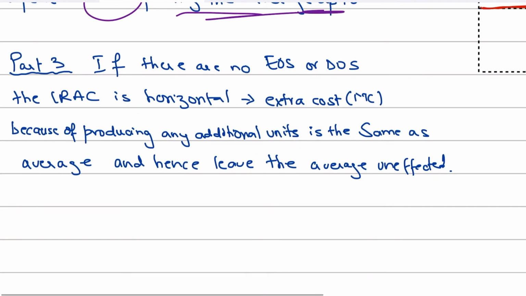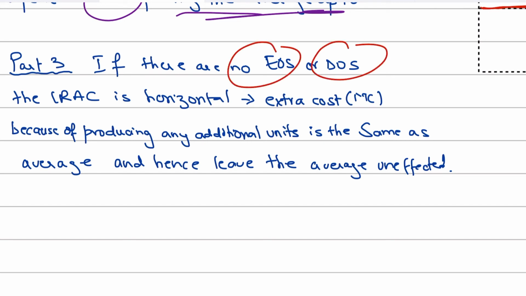For part 3, what I've written is something I want you to focus on, and that will clear all your concepts. Whenever the business is neither experiencing economies of scale nor diseconomies of scale, there's neither diseconomies nor economies, which obviously means that nothing is pulling. So something is happening that is neither pulling the average down nor the average up. Now, what is happening? Obviously, the marginal cost is exactly equal to the average cost.